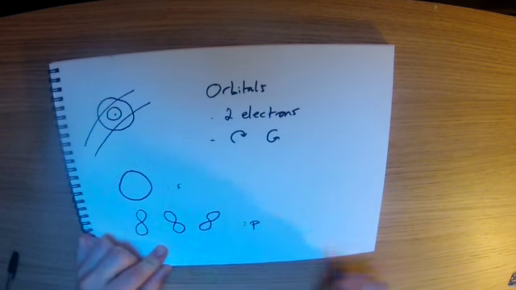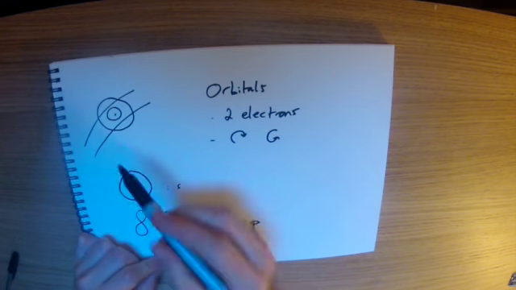But how do these orbitals arrange themselves around the nucleus here? Well, that's what we're going to discuss now. These orbitals don't arrange themselves randomly. They are organised properly around the nucleus.